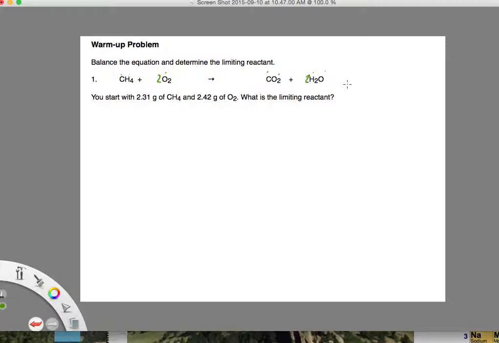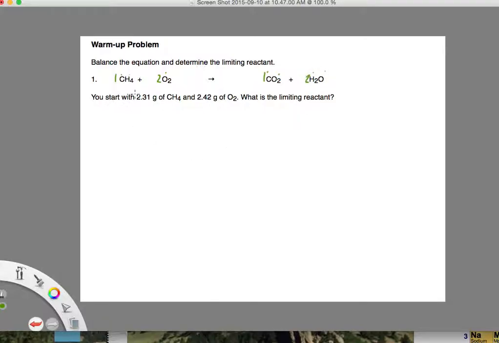Right? Good job. Okay, now it's balanced. We can say that this has a 1 in front of it if we like. We don't have to write it, but we could. So that means there's 1 CH4 going into 2 oxygen molecules, and that produces 1 CO2 and 2 water molecules.